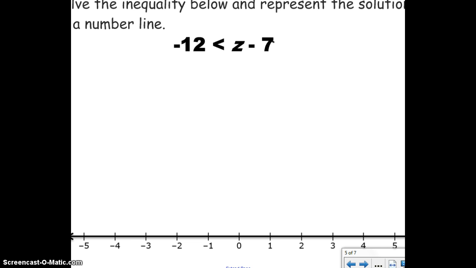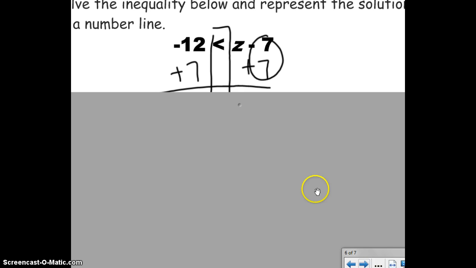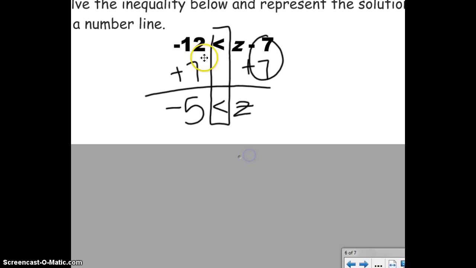To isolate the variable, I have to take the opposite of subtracting 7, which is adding 7. I'm going to add 7 to both sides. On the right side will be a 0 pair, and I'm left with z. On the left side, I have negative 12 plus 7. There will be 0 pairs on the left, and I have negative 5 left after my 0 pairs. So negative 5 is less than the letter z.